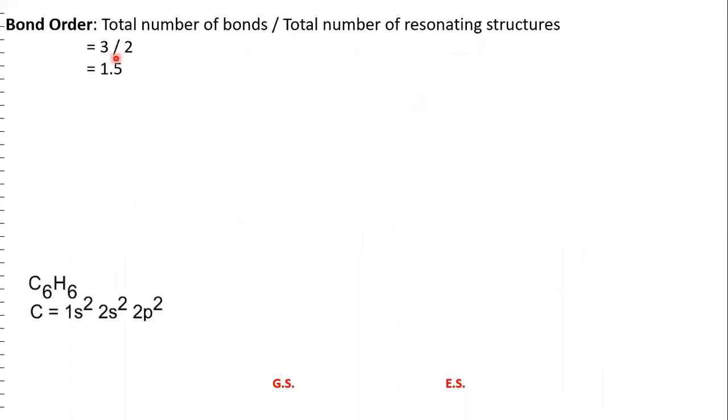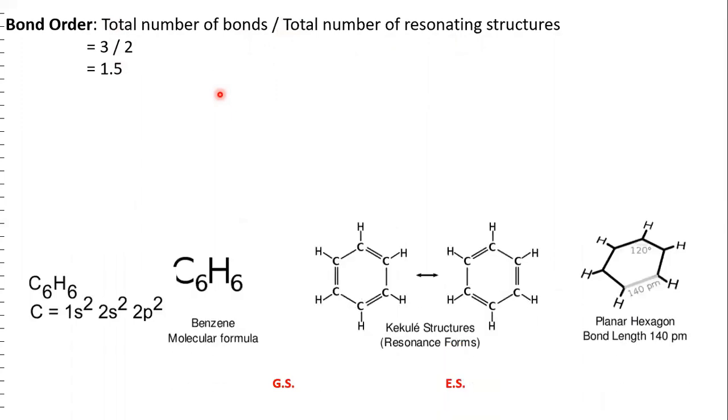Now next we can see bond order. What do you mean by bond order? The definition is, it has the formula: total number of bonds divided by total number of resonating structures. So you can see what we mean by total number of bonds. For that we will see.